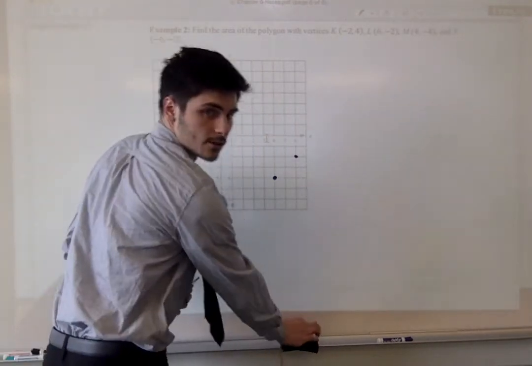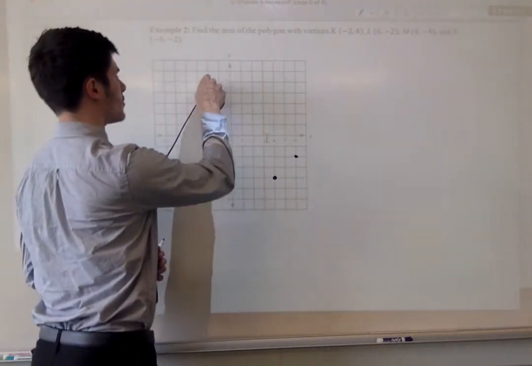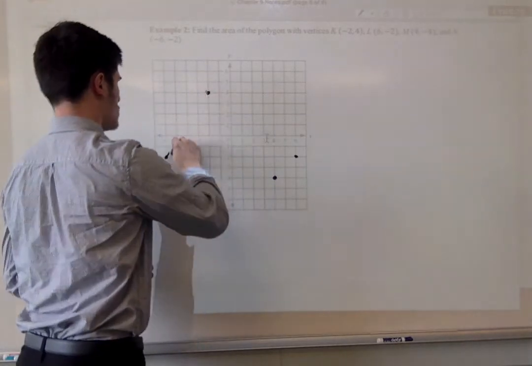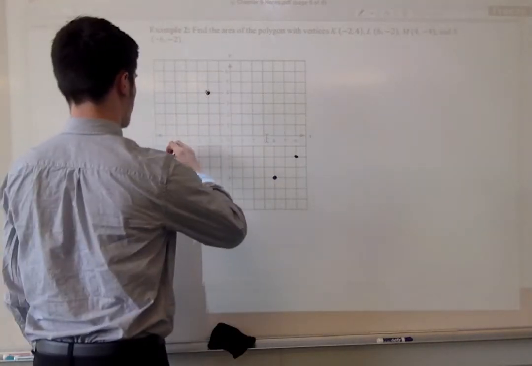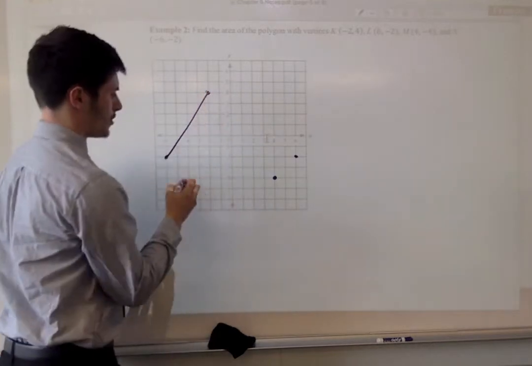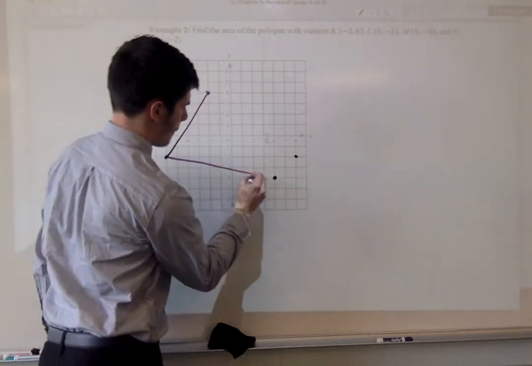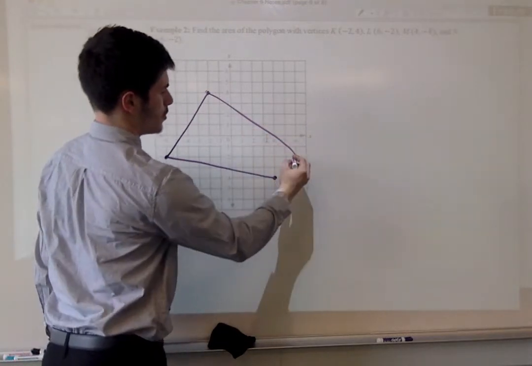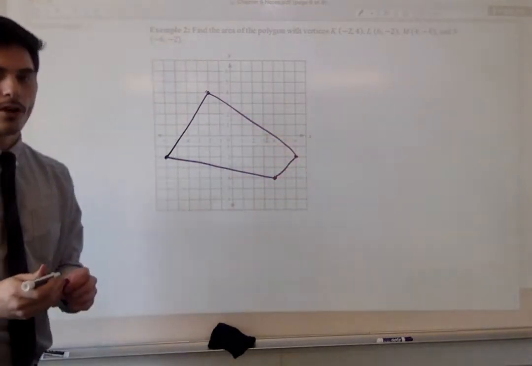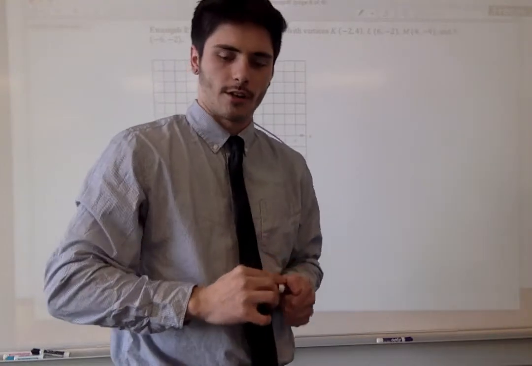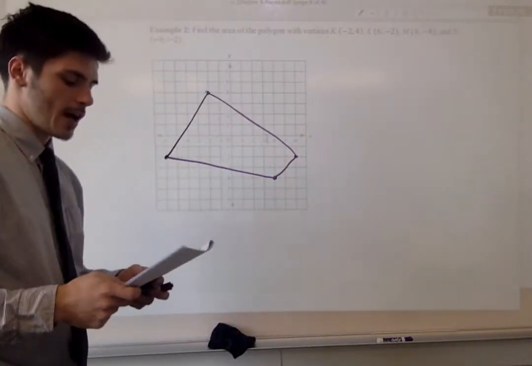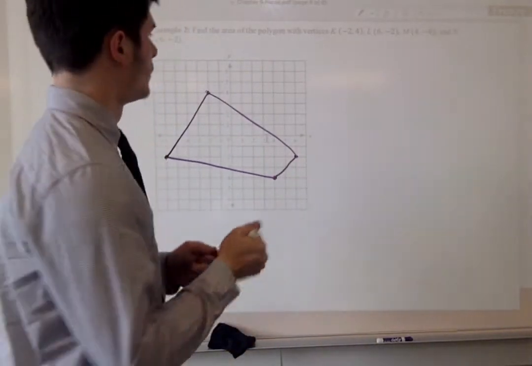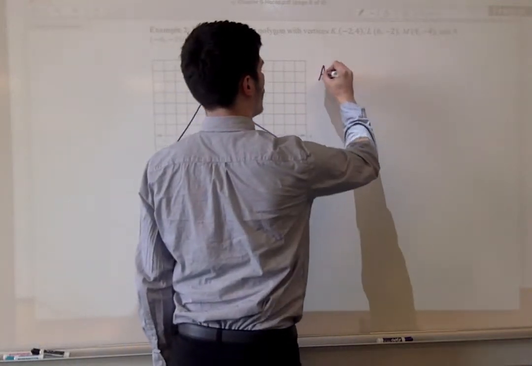I'm trying to draw them nice and straight, nice and good. So we're going to retry that one. That was pretty good. That was pretty good. That could have been better. That was good. Okay, so here's our object. Here's our figure. And our task is to find the area of this polygon.